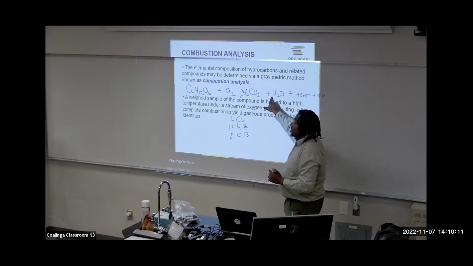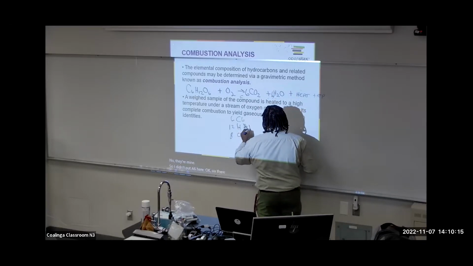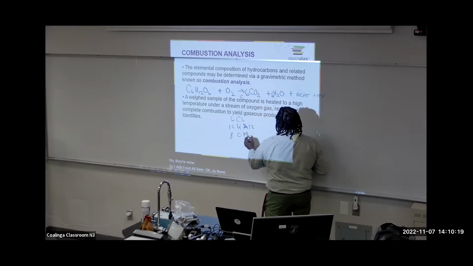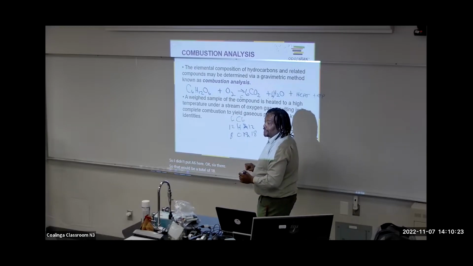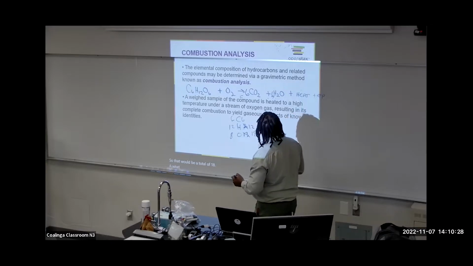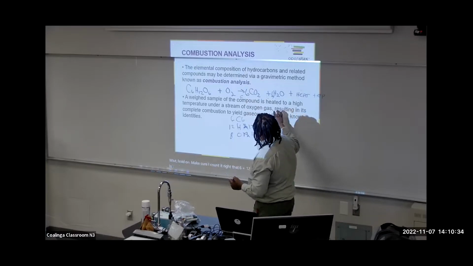So I need to put a 6 here? Yeah. Okay, 6 there. So that would be a total of 18. A 9 of the oxygen. A 9? No, wait, hold on, make sure I count it right. That's 6 plus 12 is 18, right?